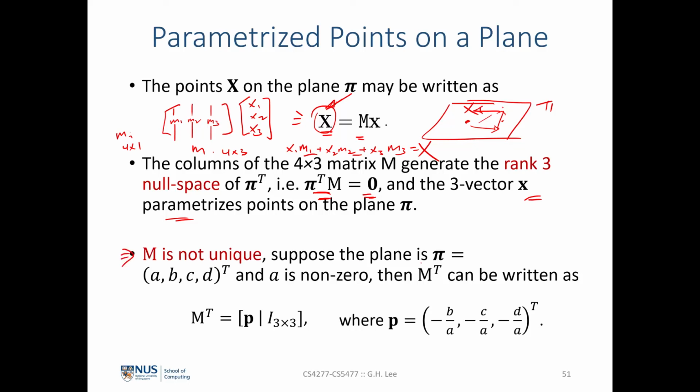Suppose that the plane is given by the 4 by 1 vector A, B, C, D, and A is non-zero. Then M can be simply written in this form, where P is given by this. I'll leave it to you to prove that, by simply substituting this pi and multiplying the transpose by M to show that this is indeed equal to 0. This M transpose is indeed a solution to this and this.